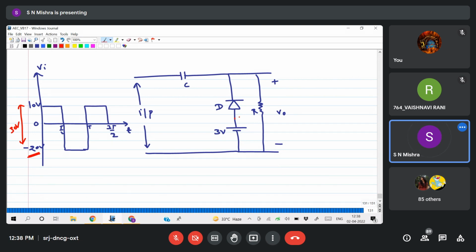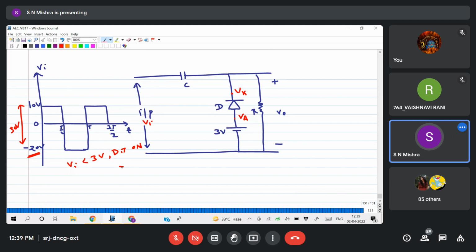This is my anode and this is my cathode. Anode is connected to 3 volt. Because the cathode is connected to input Vi, whenever Vi is less than 3 volt, then D is on. So it will be on for the entire negative half cycle, plus 0 to 3 volt, up to that it will be on, because the anode is connected to 3 volt.